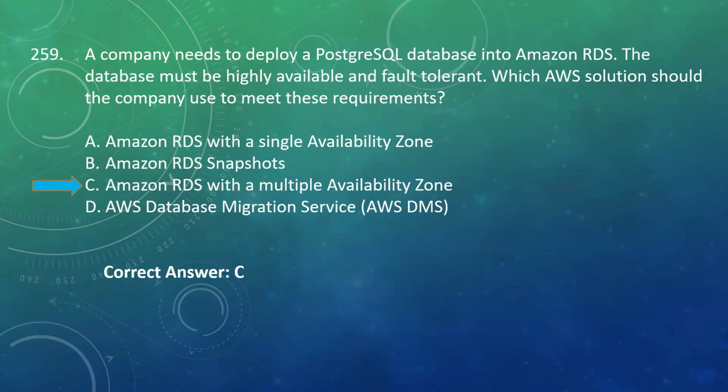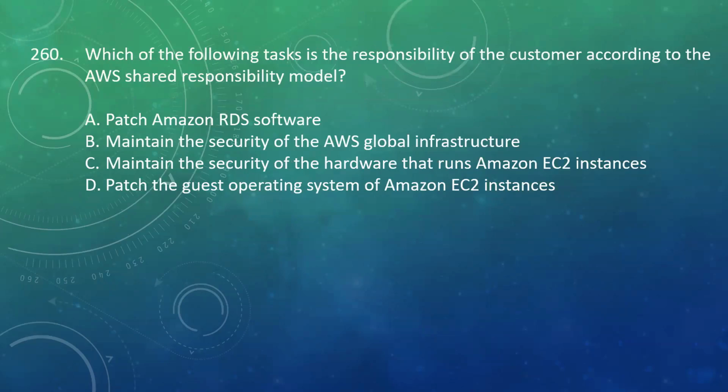Let's look at question number 260 of the series. Which of the following tasks is the responsibility of the customer according to the AWS shared responsibility model? Your options are patch Amazon RDS software, maintain the security of the AWS global infrastructure, maintain the security of the hardware that runs Amazon EC2 instances, patch the guest operating system of Amazon EC2 instances.